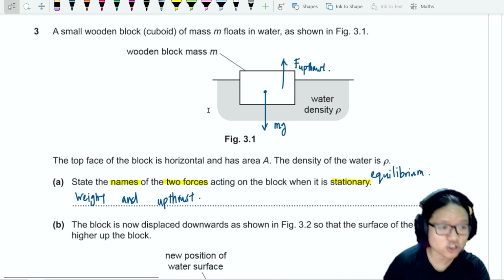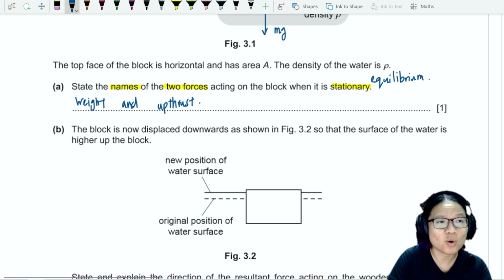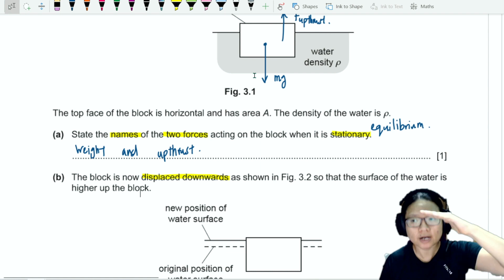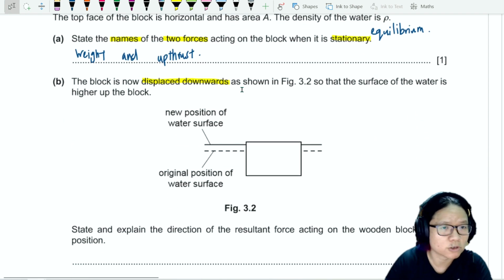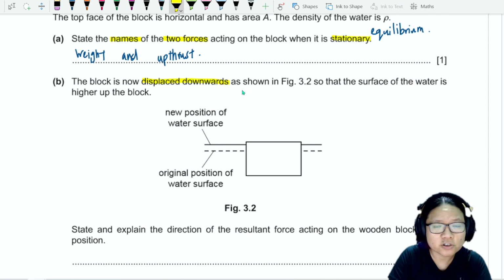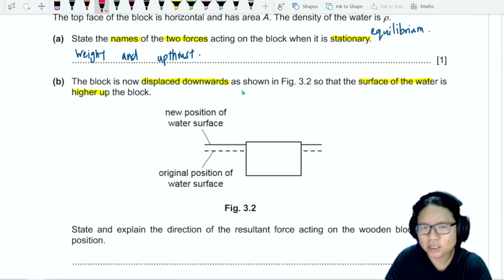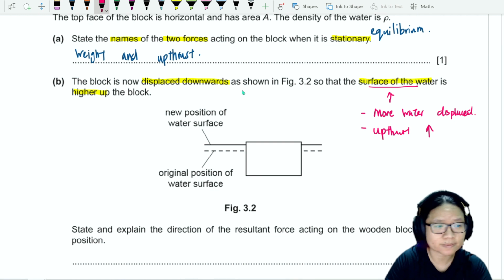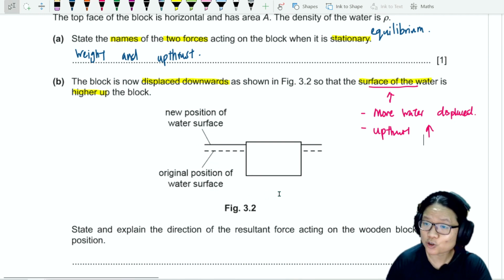Are you ready for some action? Part B. The block is now displaced downwards. So we're going to put our hand on the block and push it down, like the world is pushing down on you because paper 4 is coming soon. Anyway, we push it down a bit so that the surface of the water is higher. When the surface of the water is higher, hopefully you remember that this means more water is displaced. Because of this, the upthrust is bigger. Upthrust increases. So state and explain the direction of the resultant force.